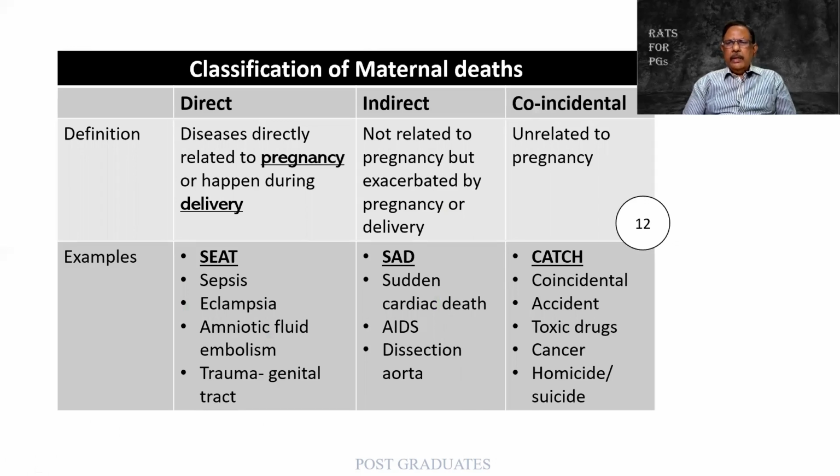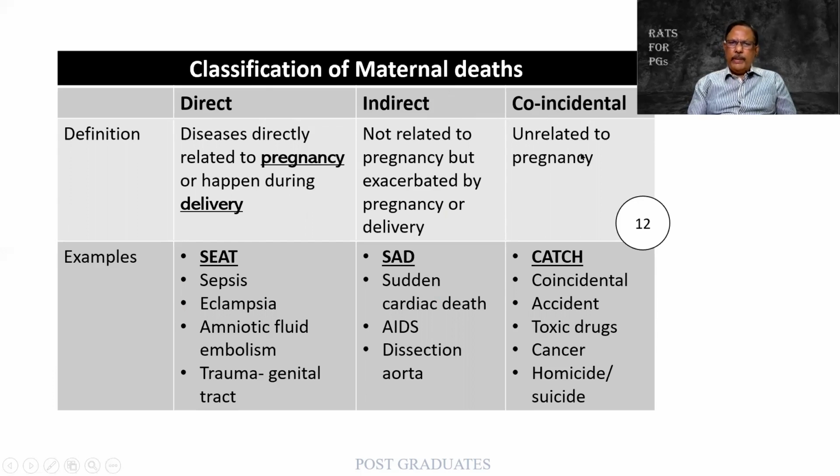There is another particular table that has been given called classification of maternal deaths. First, whenever you see a table like this, spend 1 or 2 minutes and analyze. There is a definition, there is a set of examples. Under the definition, the author has divided into direct cause, indirect cause, and coincidental cause. For example, directly, it can be related to pregnancy or to delivery. That is the definition. Indirect means it is not related to pregnancy, but it can be exacerbated or exaggerated by pregnancy or delivery. Coincidental, it is totally unrelated to pregnancy.